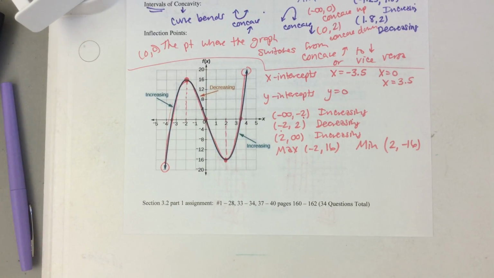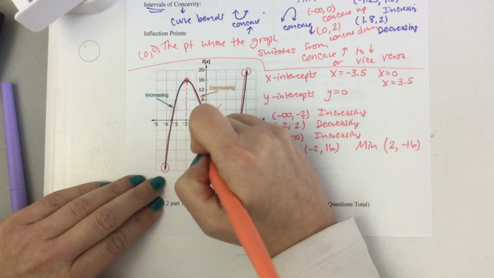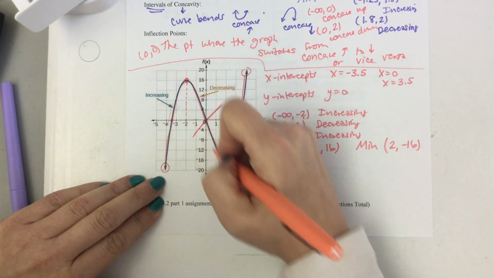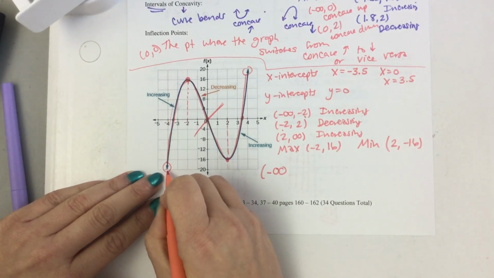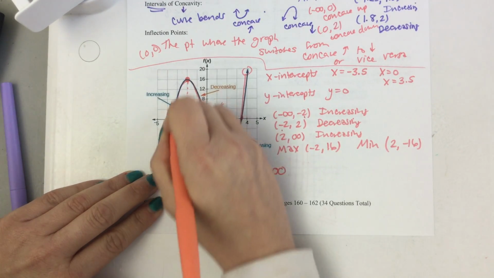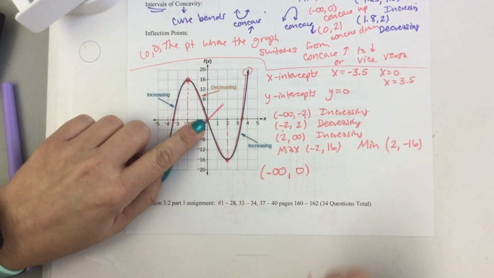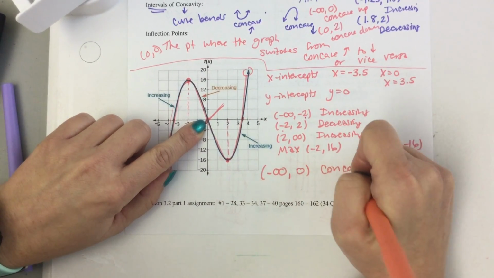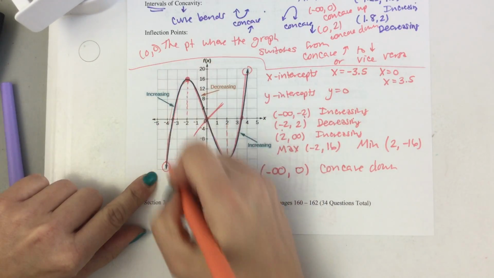Now what we have is concave up and concave down. Notice that this curve, as you go left to right, is bending downwards until it gets to right here. It's bending downwards, and now it's bending upwards. So the interval is negative infinity, because that's on the left side, to 0. Your graph is totally bending downwards until it gets to that 0. So that is called concave down because it curves downwards.